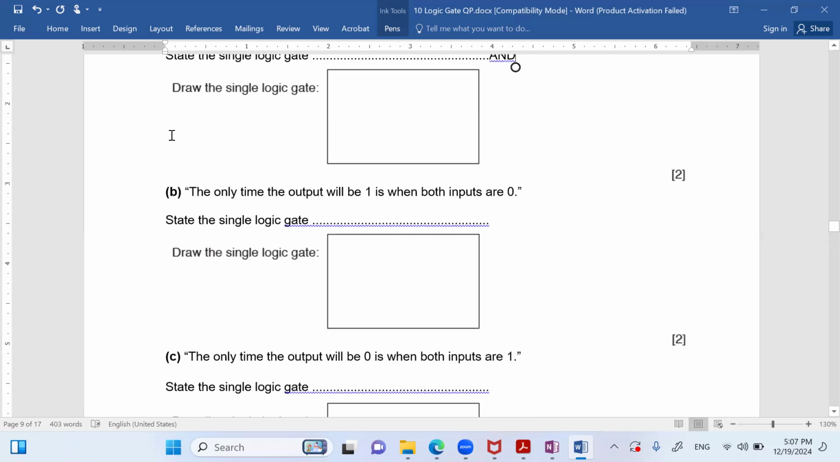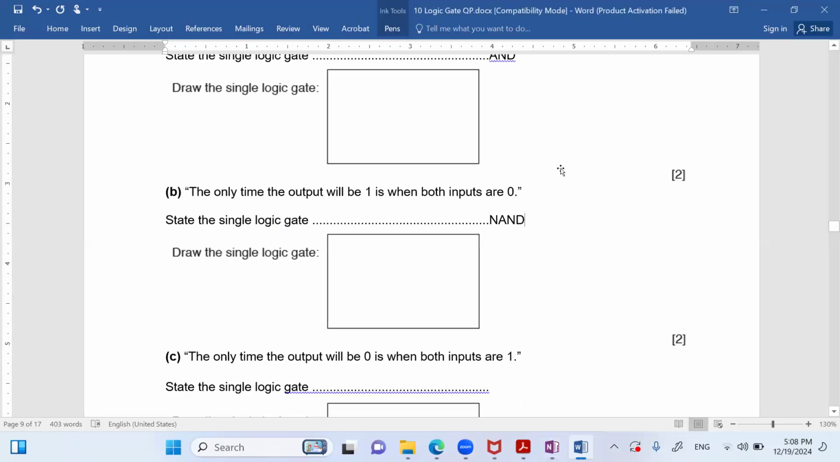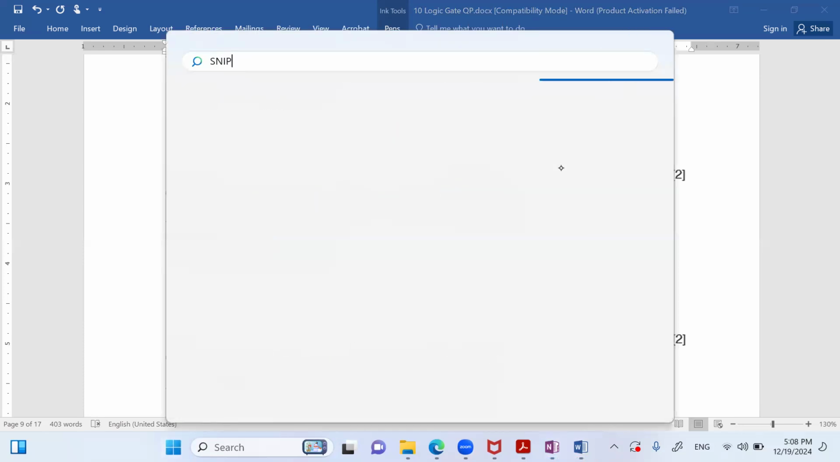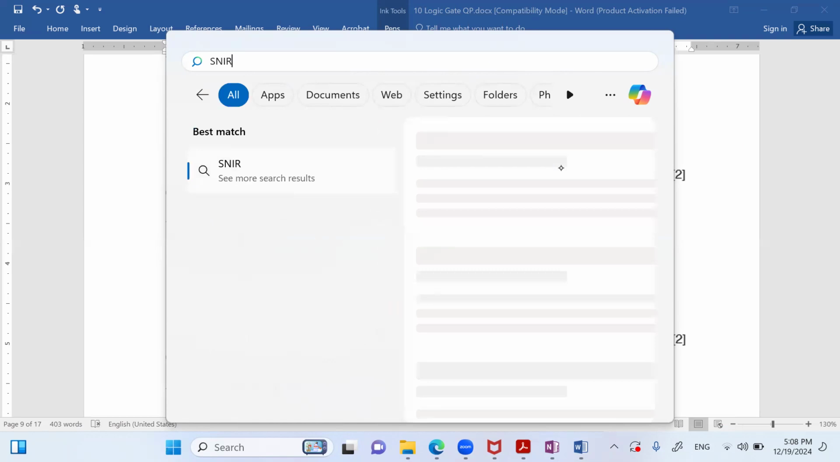The only time the output will be 1 is when both inputs are 0. That would be NAND. Let's write it. Wait, the only time the output would be 1. Yes, that's the NOR gate. NOR gate. That's the NOR gate. Okay.